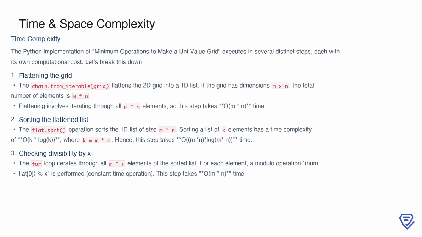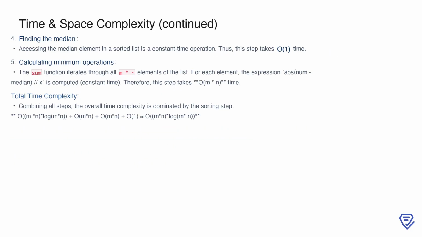After sorting, we check divisibility by x for all elements in the list. This is done in a loop where each iteration involves a constant time modulo operation. With m*n elements in total, this step contributes m*n to the time complexity. Once the grid is processed, we move on to finding the median. Since the list is already sorted, accessing the median is a simple indexing operation, which takes constant time, or O(1).